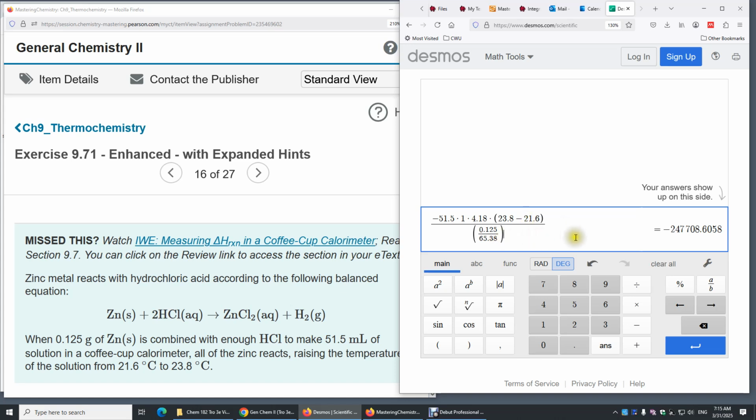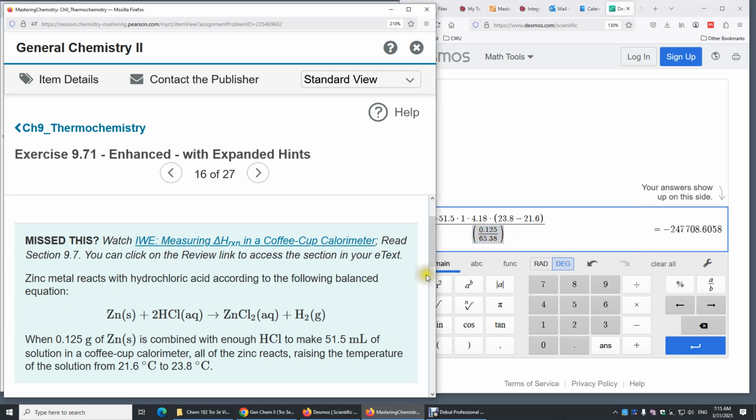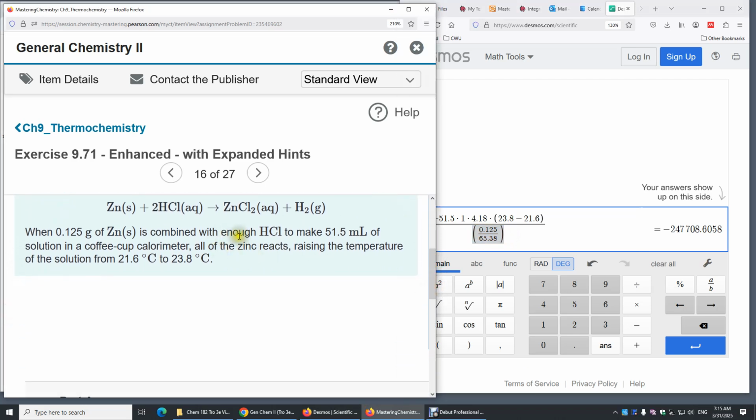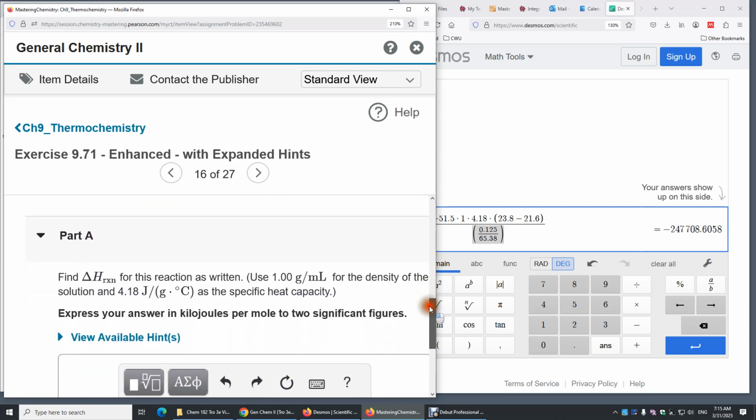Now it's the calculation. On top, this is the amount of heat in joules. Bottom, the number of moles of zinc. Zinc is the limiting reactant, because in the question it says we have enough HCl. That means HCl is in excess. And it also mentioned that all of the zinc reacts.